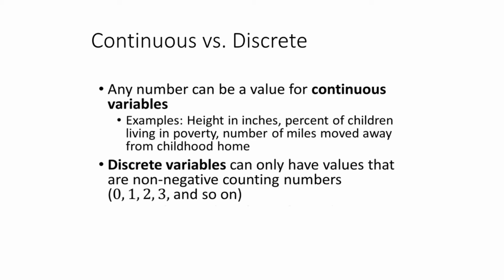In contrast, discrete numerical variables can take on values that are only non-negative counting numbers. So 0, 1, 2, 3, 4, 5, and so on. So these kinds of variables have certain jumps between each of the values that they can take on. A discrete numerical variable cannot have a value of 1.5. It doesn't make sense. It can't have a value of 3.42. It only can take these values of non-negative counting numbers.